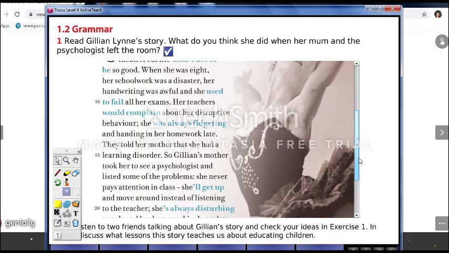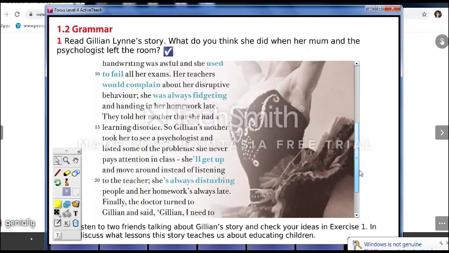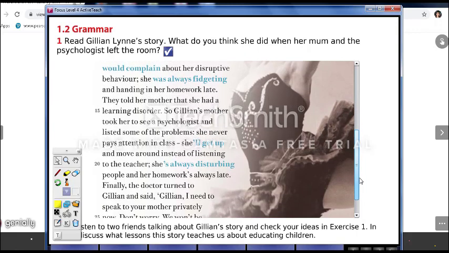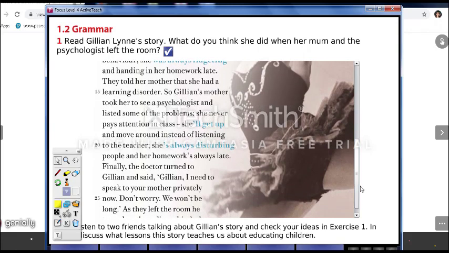They told her mother that she had a learning disorder, so Gillian's mother took her to see a psychologist and listed some of the problems. She never pays attention in class. She would get up and move around instead of listening to the teacher. She was always disturbing people, and her schoolwork's always late.